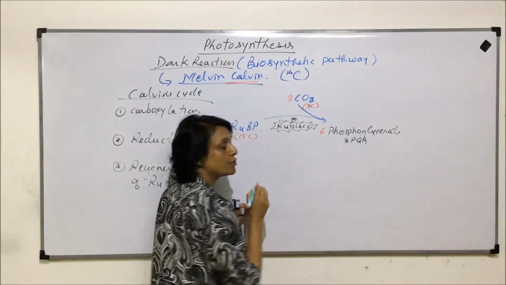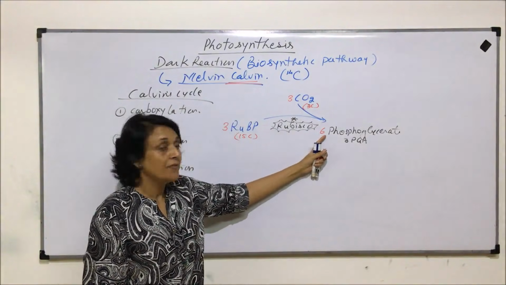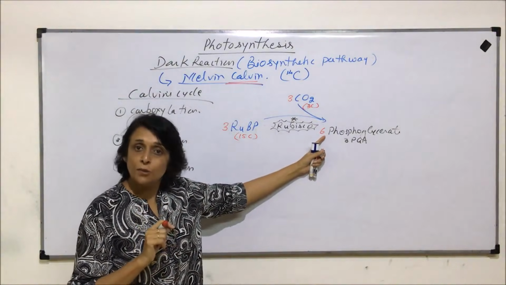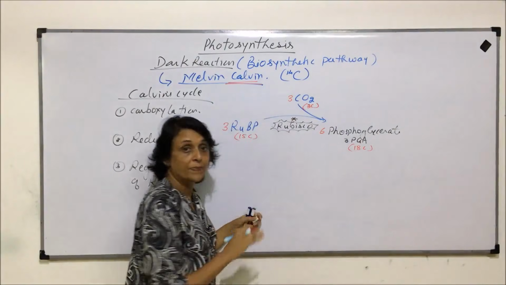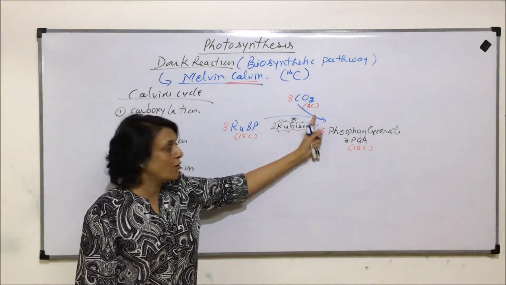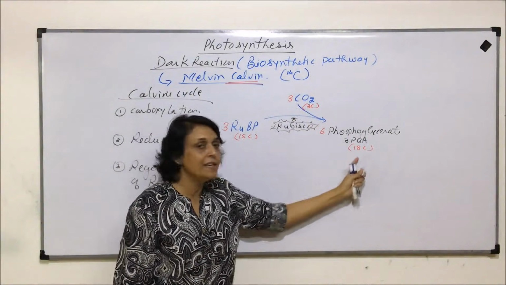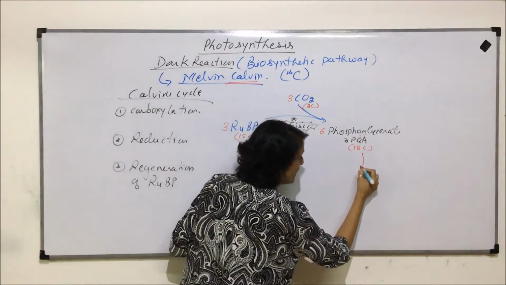6 molecules of this 3-PGA will be synthesized. 6 molecules, each having 3 carbons. So there would be 18 carbons in all. 15 were coming from RuBP, 3 are coming from carbon dioxide, total were 18, and here we are able to have those 18.